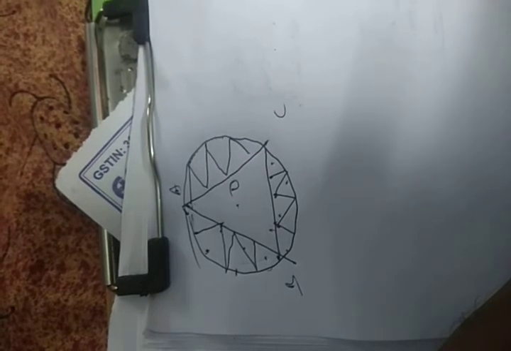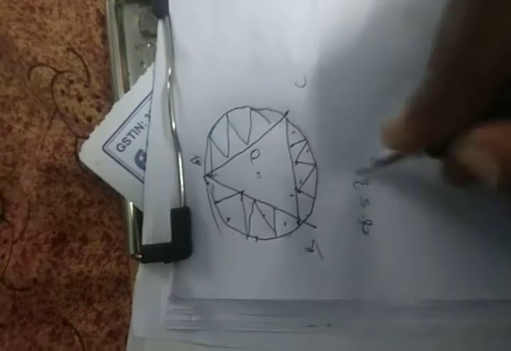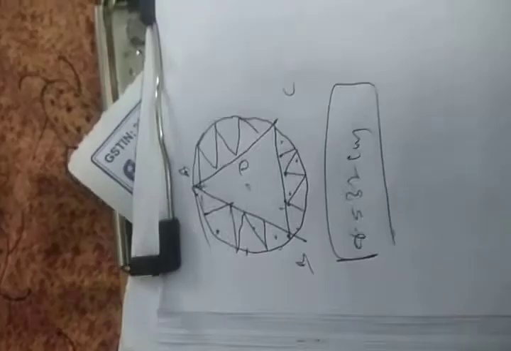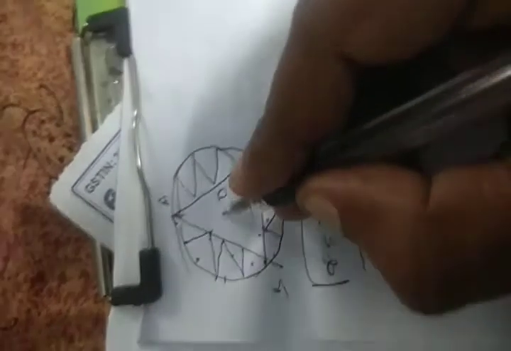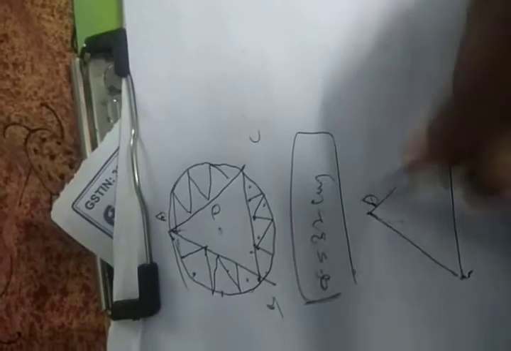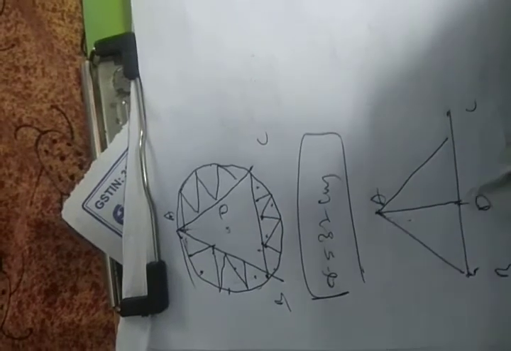So let us take radius is equal to 32 centimeter. Now I apply some principle here to find the length of the side. With the help of radius only I need to find the length of the side. So let us take ABC and take a point D here, that is the midpoint. So drop the median here.